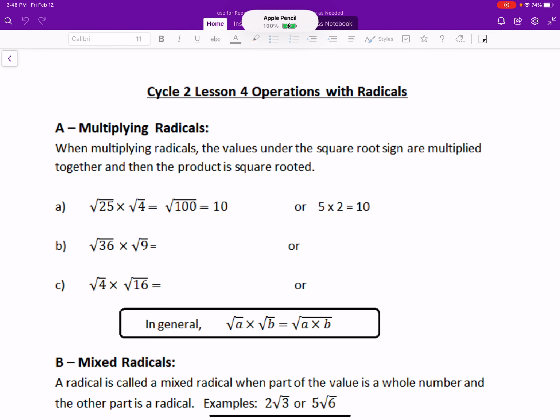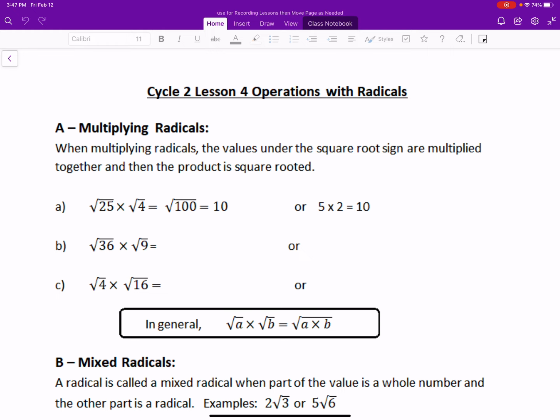In this lesson, we're going to see how we can do simple operations with radicals. Now, radical is just a term that basically means working with the square root. So when you're working with radicals, we'll be working with things that are under the square root symbol. So let's start with multiplying radicals.